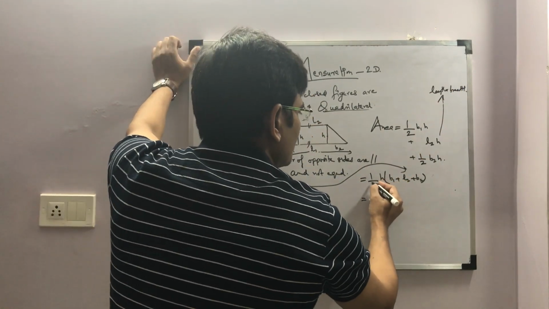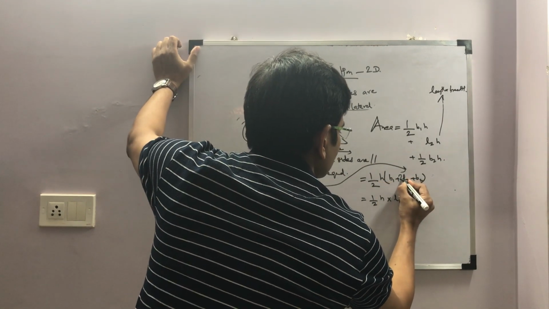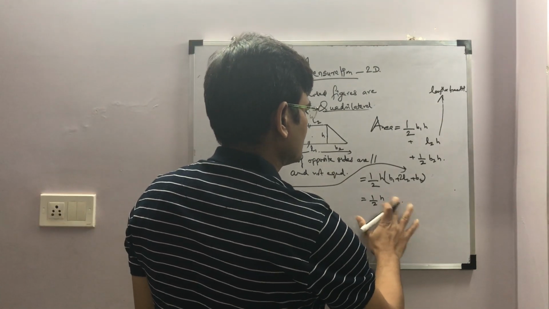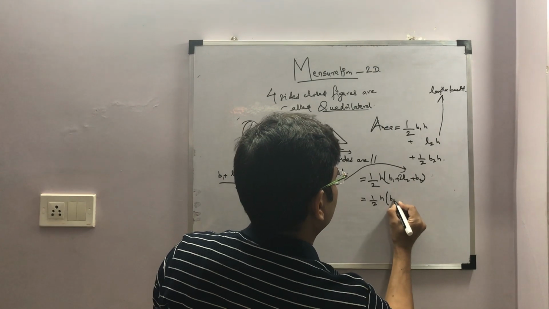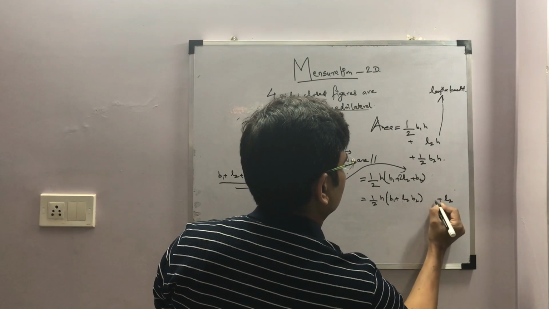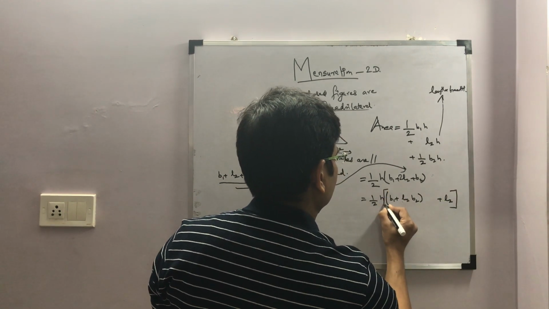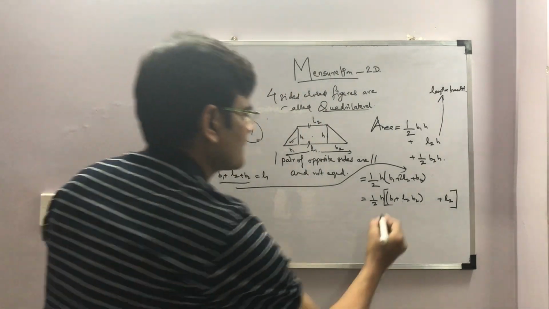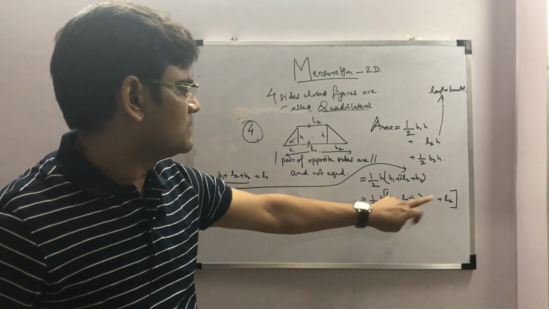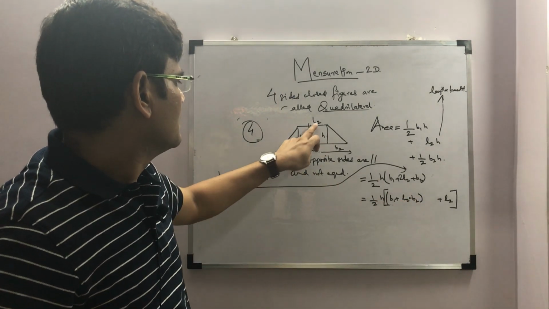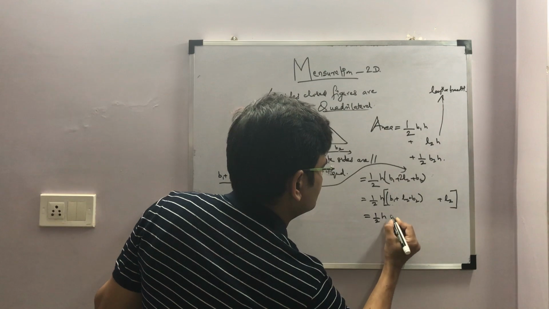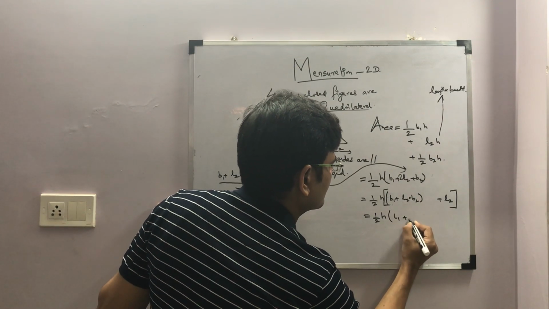So if you take half common here, then this becomes 2L2. Correct? Now you break this L2 into L2 two times, one here and one here, along with B1 and B2. Now B1 plus L2 plus B2 is L1. So half h into L1 plus L2.